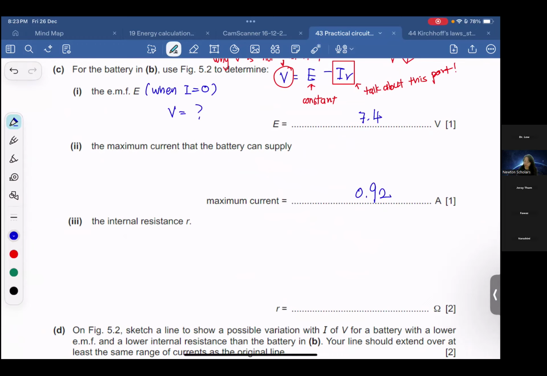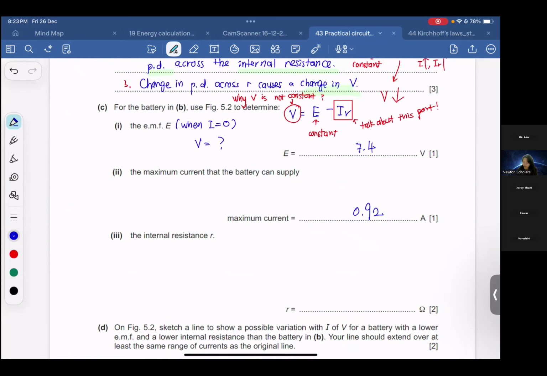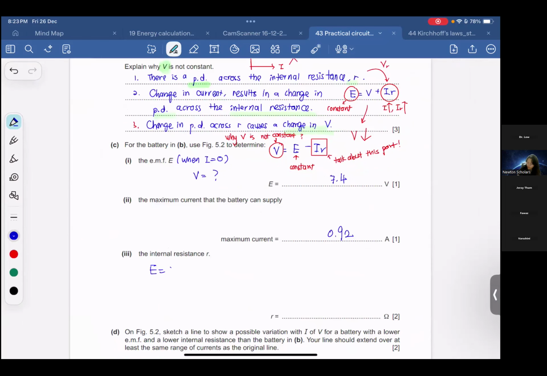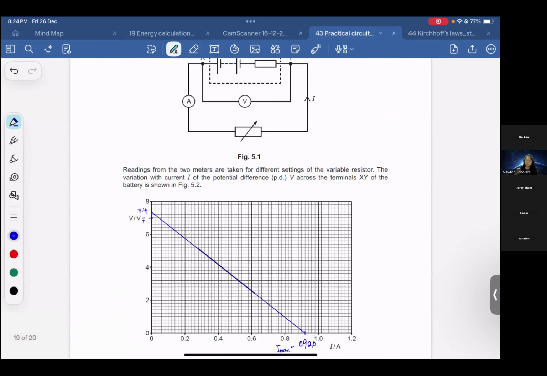What is the internal resistance? Can we use the formula E equals V plus IR to find R? If you have all the other information, you can find it using the formula. But the problem is, what is the current, what is your I? What is your E? E you have 7.4, but V you have to do a lot of working steps to find. So from this kind of graph, as I told you, two physical quantities we can find.